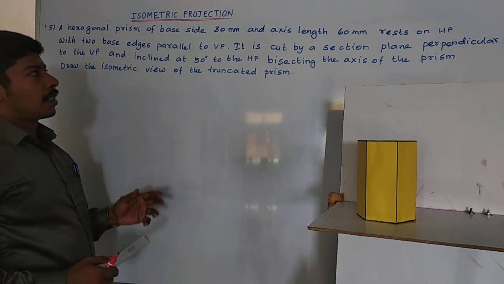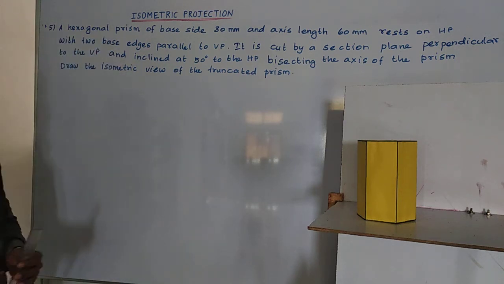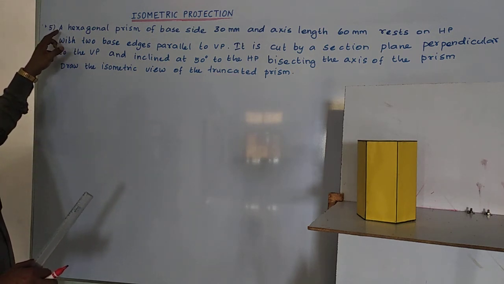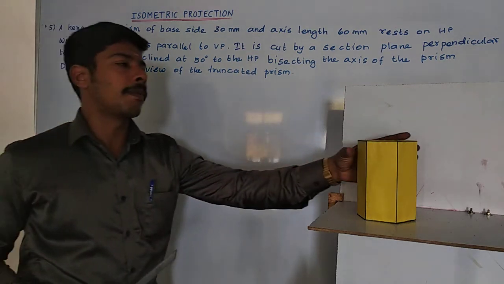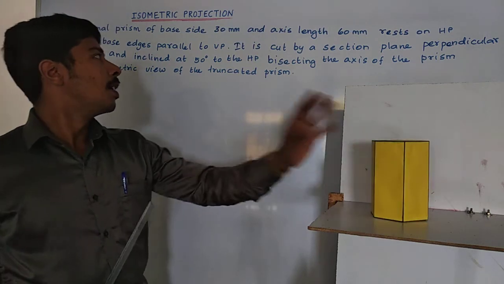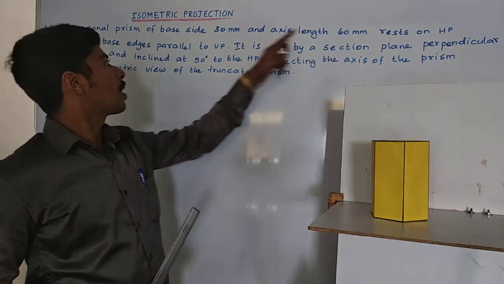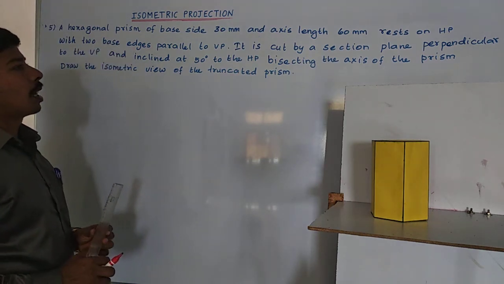Morning students, in this session we will try to solve a problem on isometric projections. So let us read the problem. A hexagonal prism, 30 mm side and axis length 60 mm, rests on HP with two base edges parallel to VP.